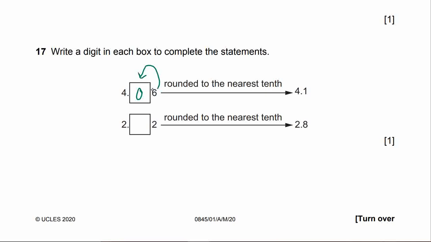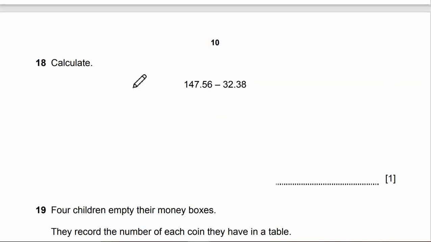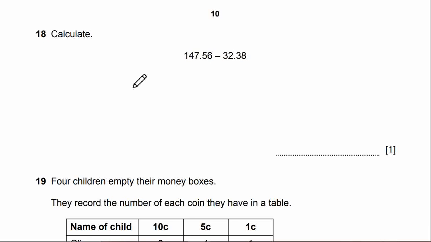If there's any question, I will surely reply to you. And 2.2 rounded to the nearest 10 is 2.8. We ignore this digit because it is less than 5, so it will be the same, 8. So next, we'll see number 18. Calculate 147.56 minus 32.38, a normal calculation.